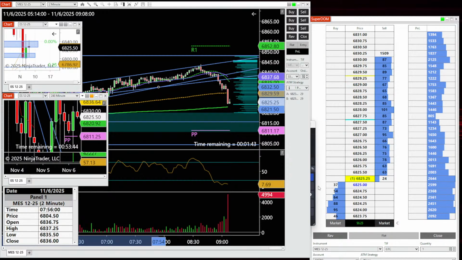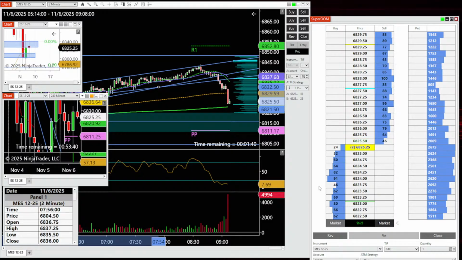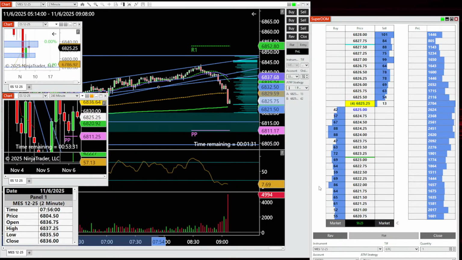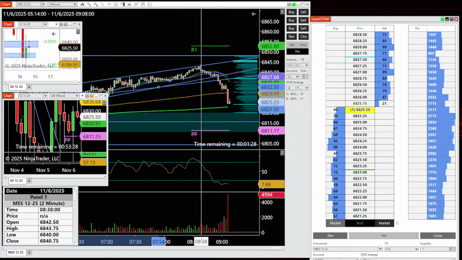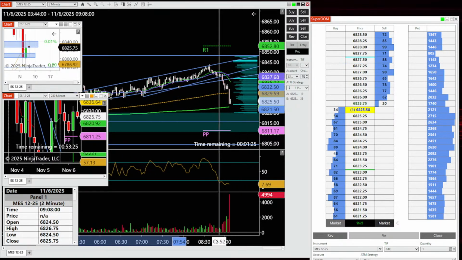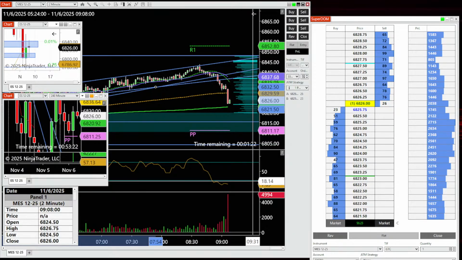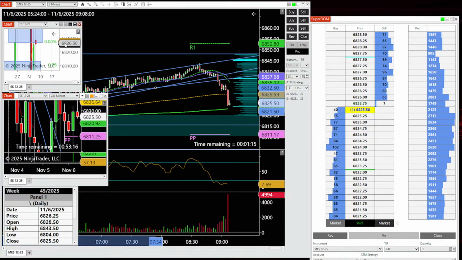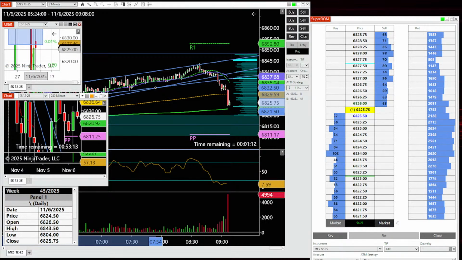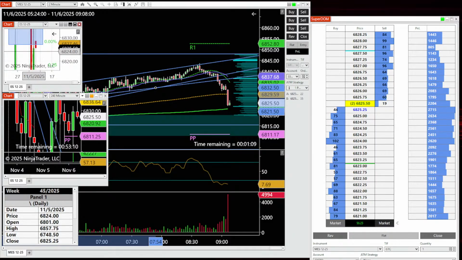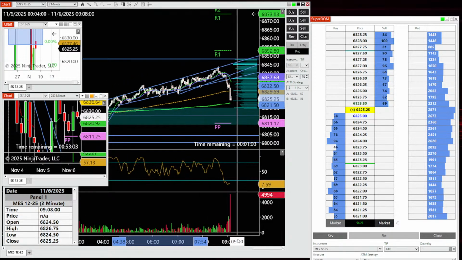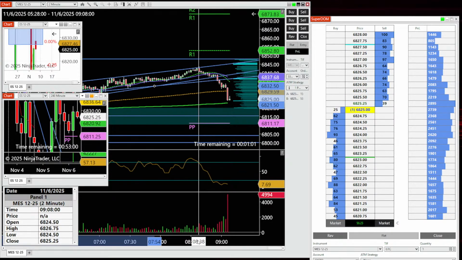All right, we're live, live and direct. There's some pullback right here. Pull it back down into this range here from yesterday.